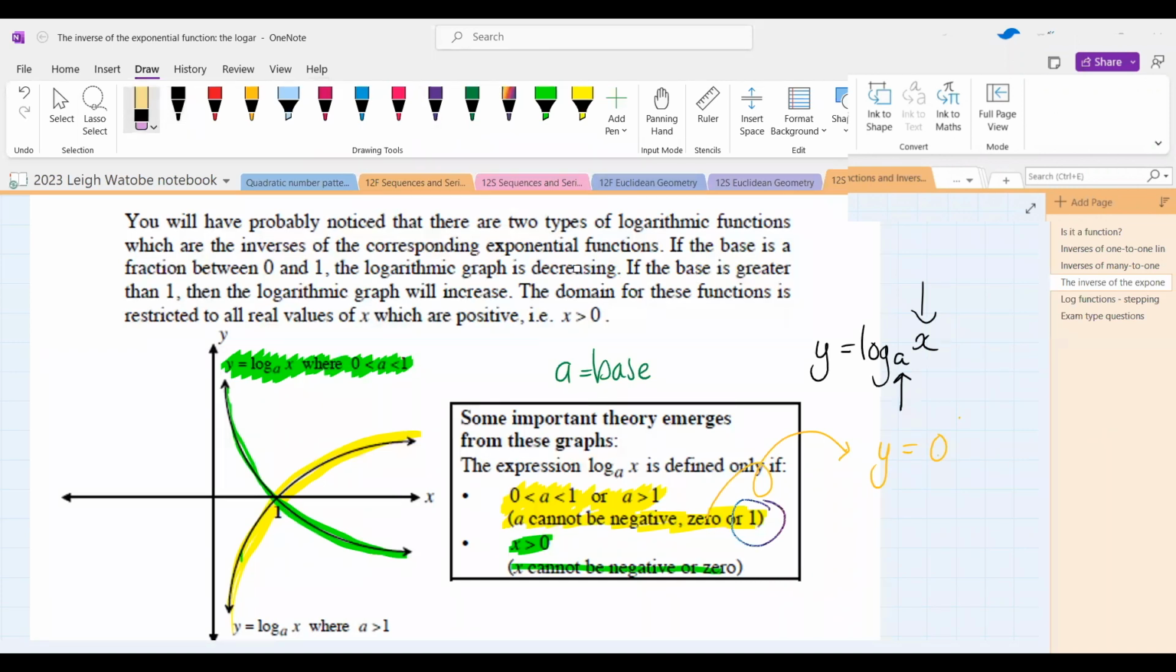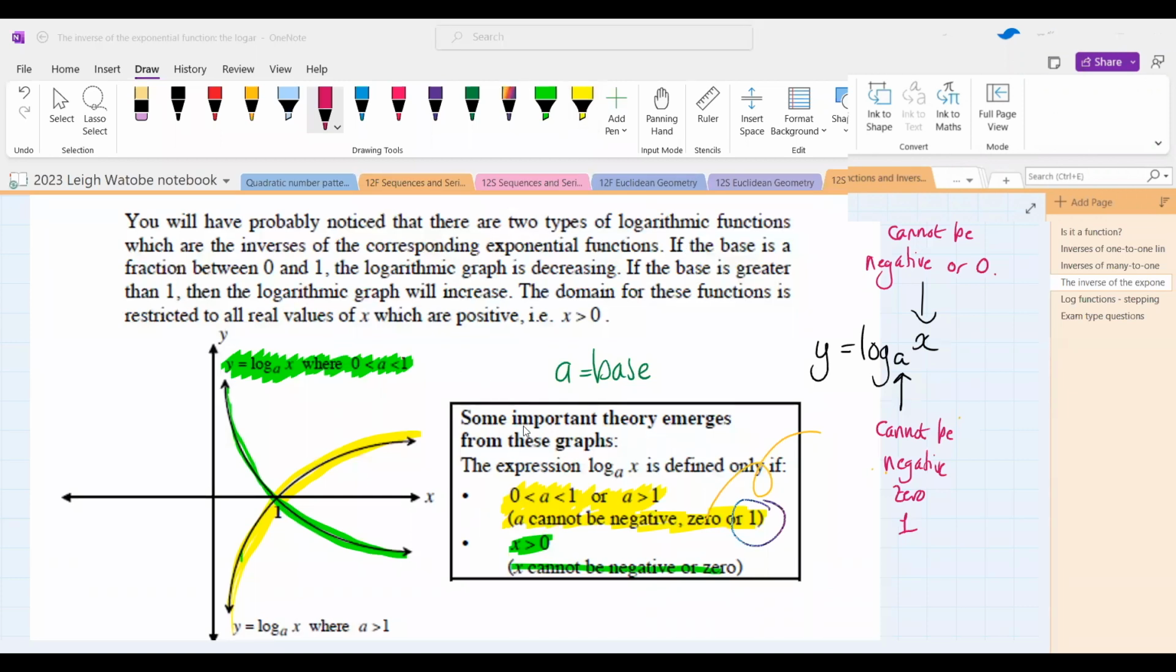Let's add that in here for you guys, or you've actually got it in front of you. This cannot be negative, it cannot be 0 and it cannot be 1. This x over here cannot be negative, and it also cannot be 0. Screenshot, my people. Yes, absolutely, very important.